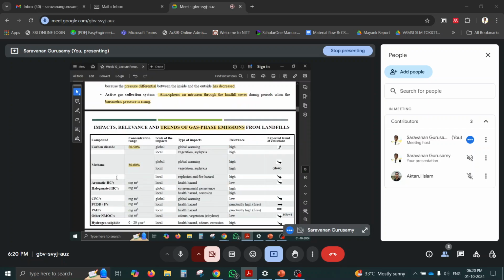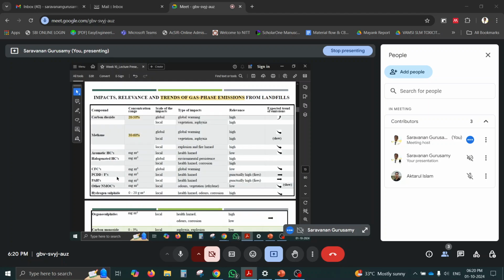Okay. So you can see here the impact, relevance, and trends of gas phase emission. These are the different types of landfill gas components and their emission trends. How the movement will happen. Majorly, we have two constituents of landfill gas. One is methane, that is 30 to 60%. Another one is carbon dioxide, 20 to 50%.